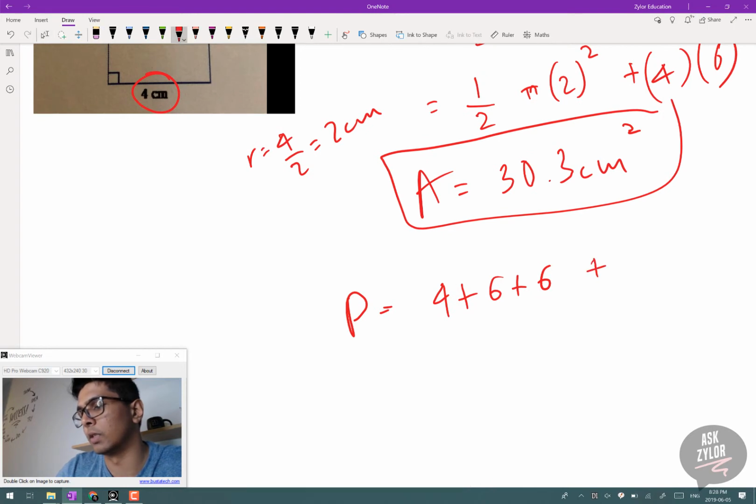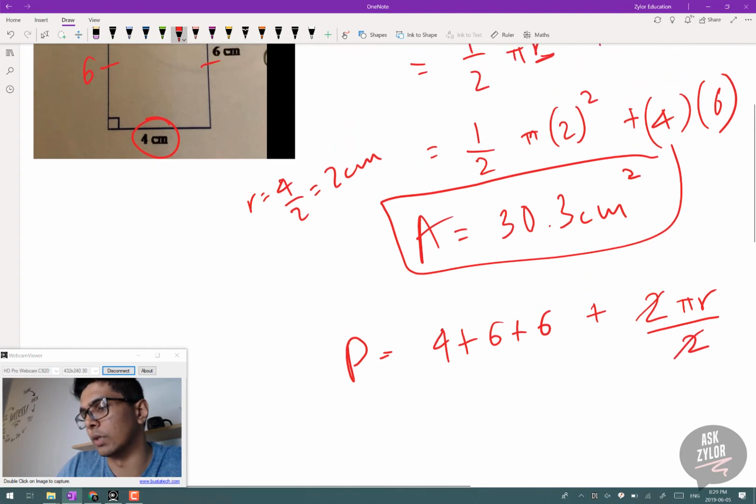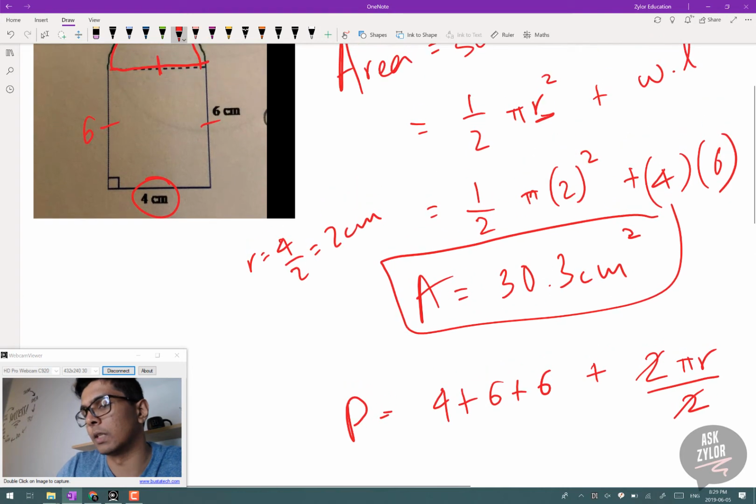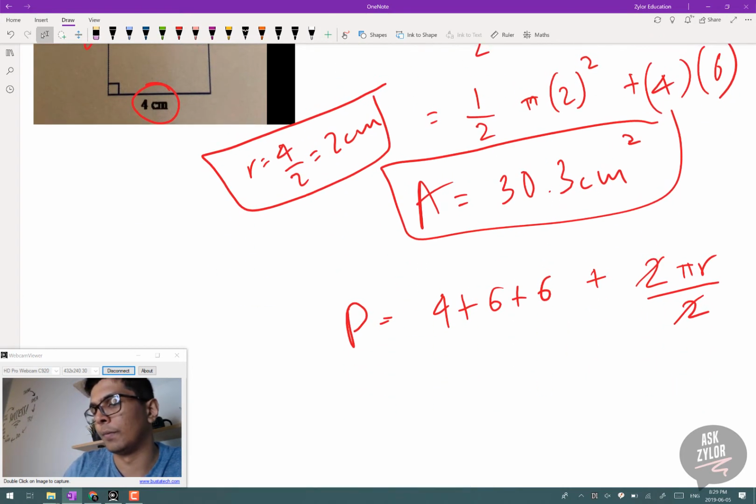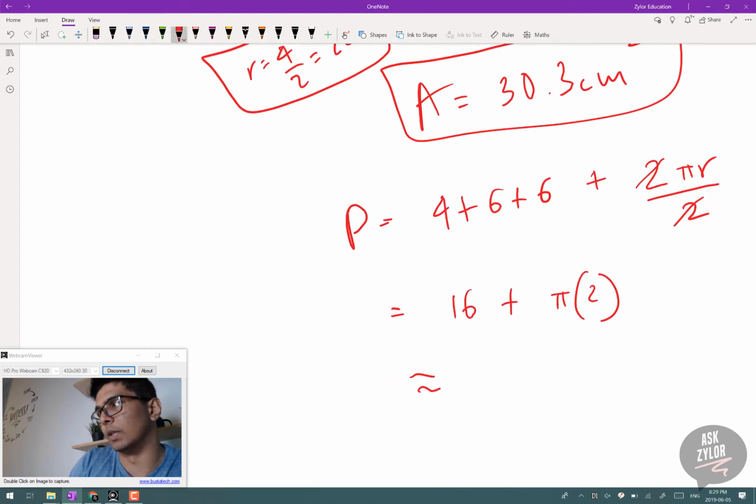The circumference of one full circle is 2 pi r. So for the circumference of half, I'm going to divide it by 2. So 2 divided by 2 will give me just 1, and my radius I found earlier to be 2, so I'm just going to plug that in. Right, so this is going to give me 16 plus pi times 2, which is going to be roughly 22.3 centimeters.